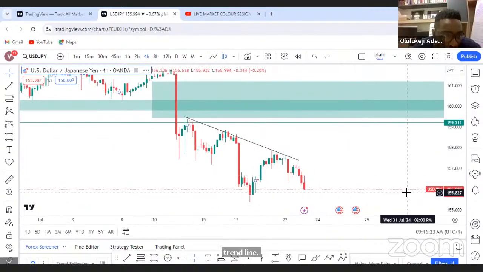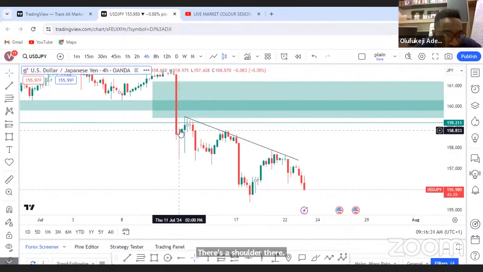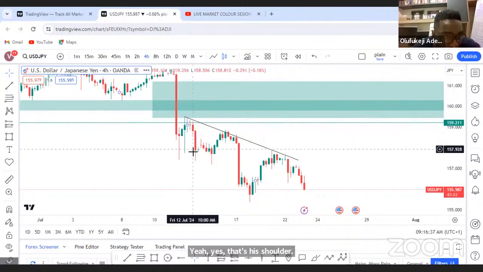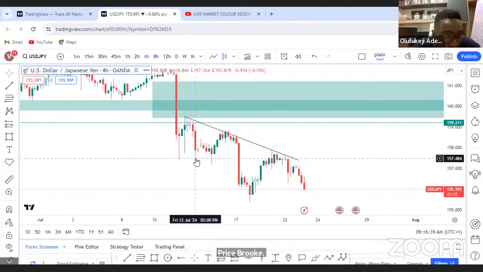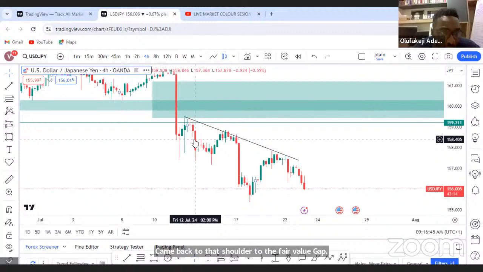Is there a shoulder? Yes. There's a shoulder there. The shoulder that was formed there, yes, that's a shoulder. Then price broke, came back to that shoulder, tapped into the fair value gap, grabbed the liquidity inducement. So let me do it one by one, sorry.